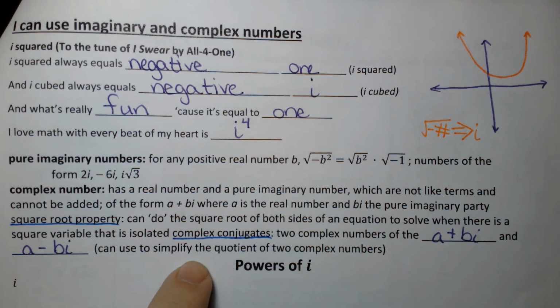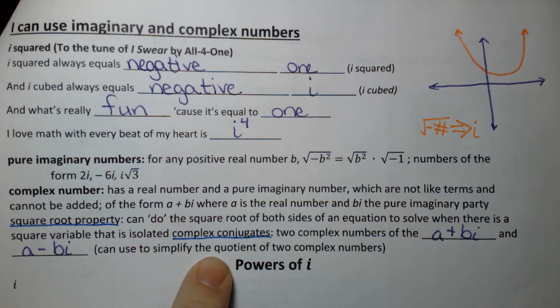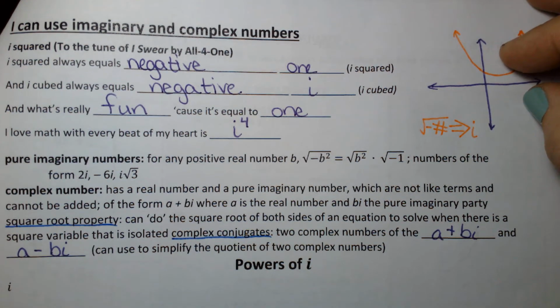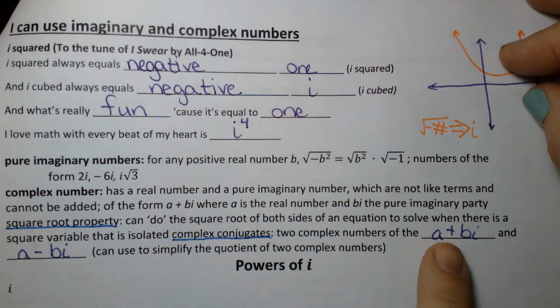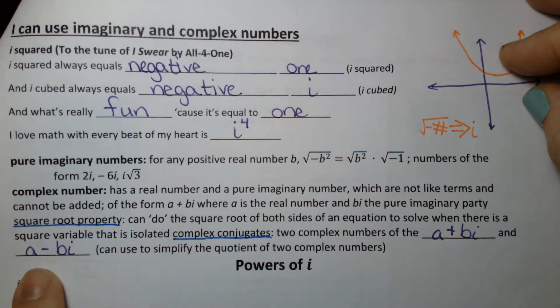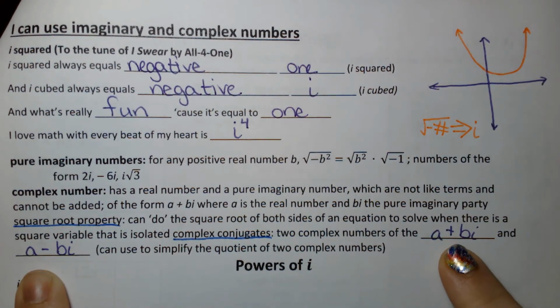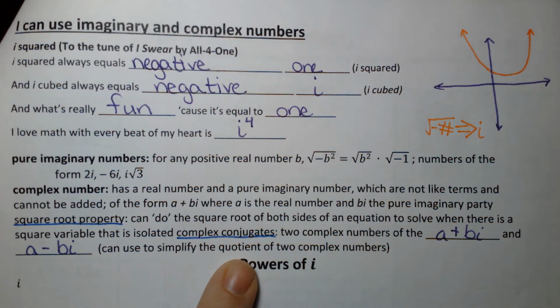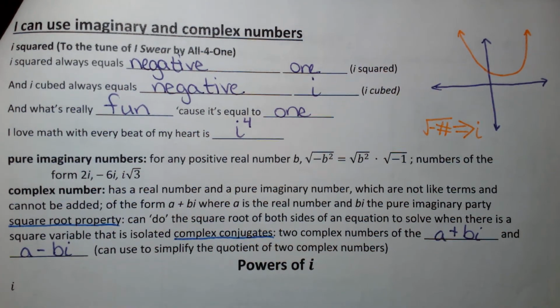Complex conjugates. When we have i in the denominator, we need to get the i out of the denominator. It's not considered simplified until that i is out of the denominator. This means that we will need to use the concept of a complex conjugate. A complex conjugate happens when we have the same numbers, but they have opposite signs. And we can use that, like I said, to simplify the quotient of two complex numbers to get that i out of the denominator. We'll see examples of that later on.